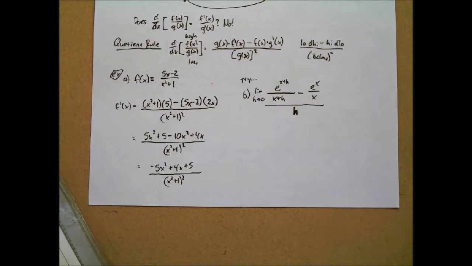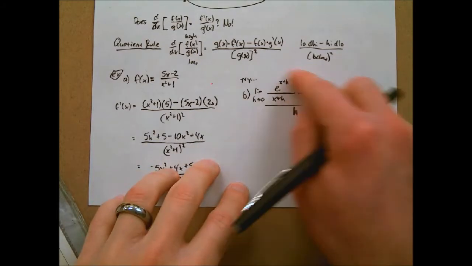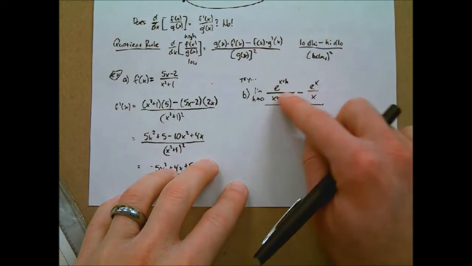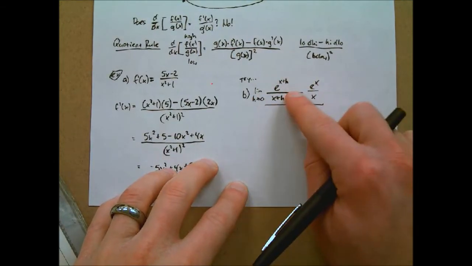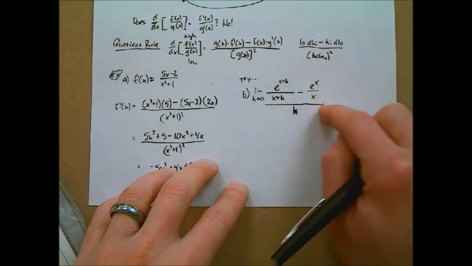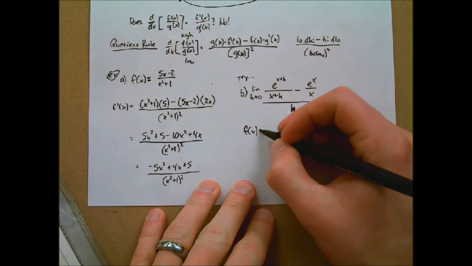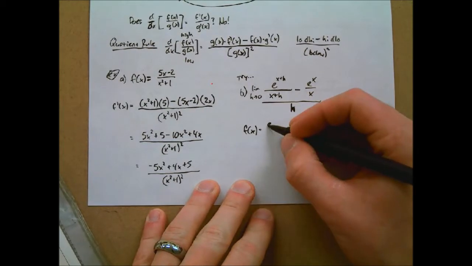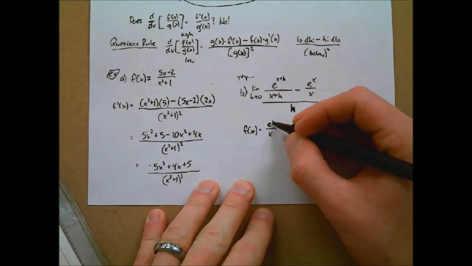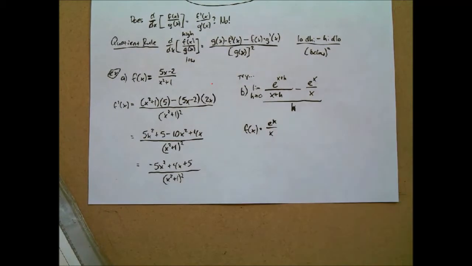Okay, so this first part right here, for those of you watching at home, that's our f of x plus h, minus, and there's our f of x, all over h. So what is the function whose derivative we're trying to find? e to the x over x. Okay, that's the derivative you're trying to find. So go ahead, find that derivative. That's what you've got to do.